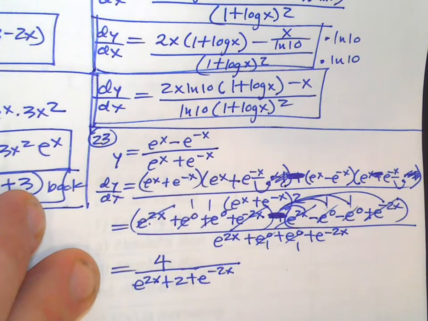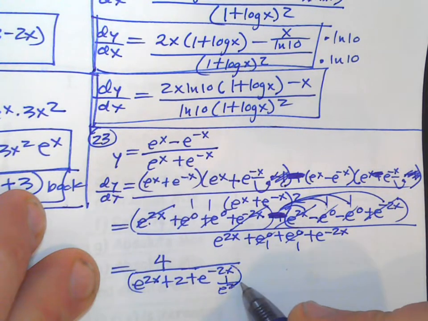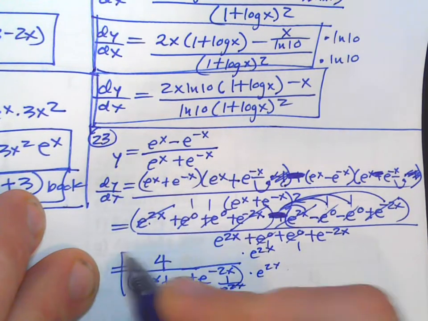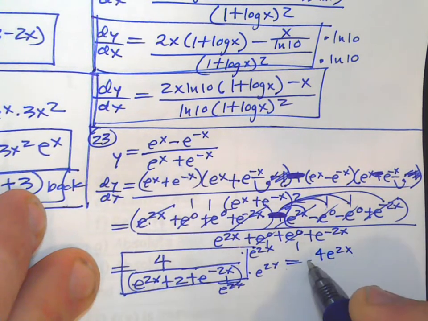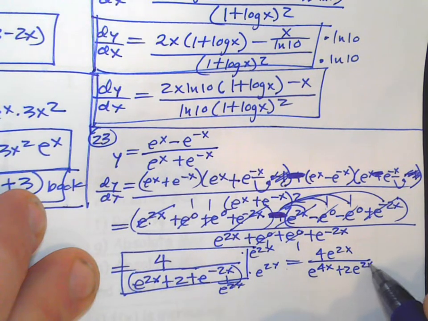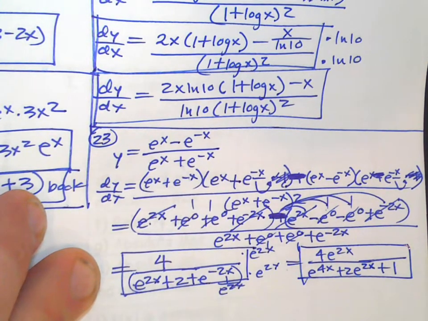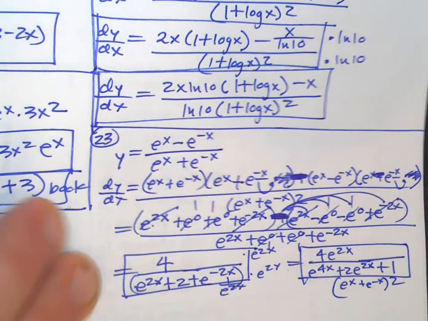So this is what we have now. If we want to write it without negative exponents, we could think of this as 1 over e to the 2x and multiply it by e to the 2x. I'm thinking this is okay. We could write it as 4e to the 2x over e to the 4x plus 2e to the 2x plus 1. That's another option. You could just leave the bottom in its original form, e to the x plus e to the negative x, squared. That'd be okay. So that's one way of doing the problem.